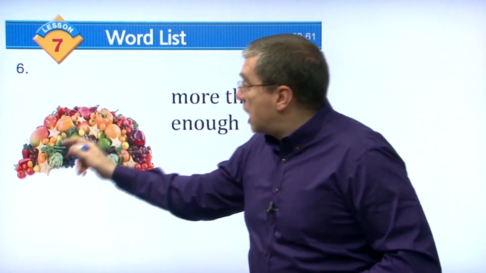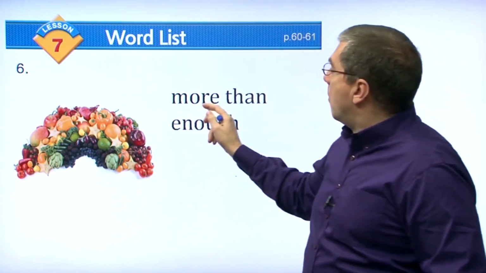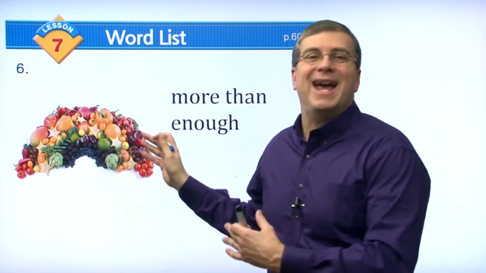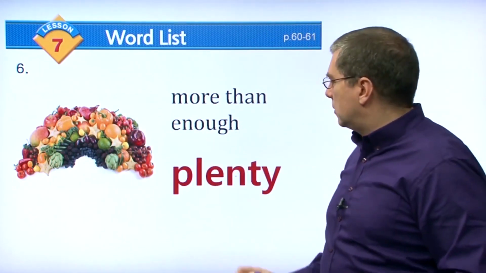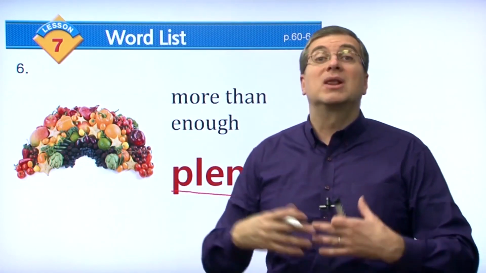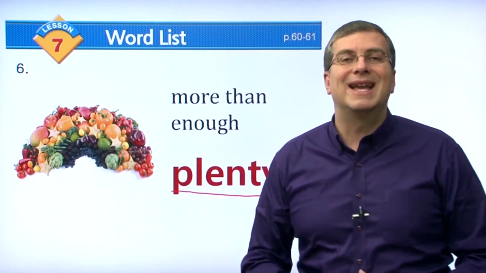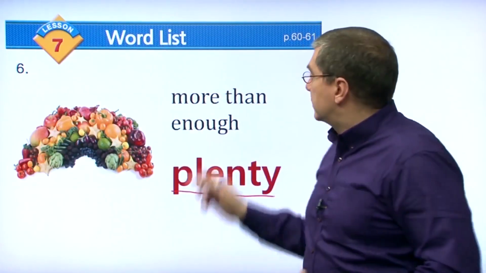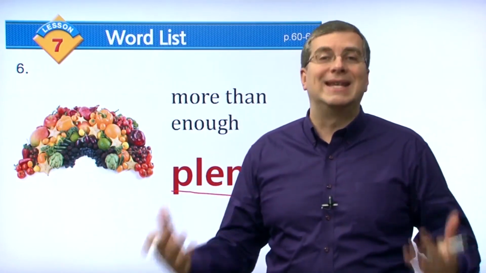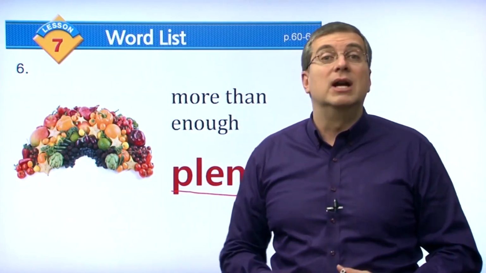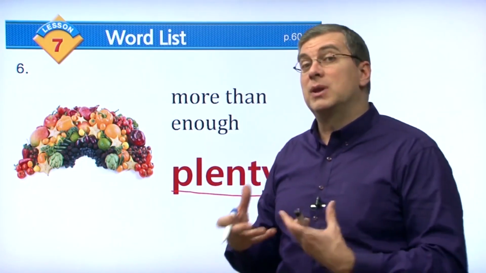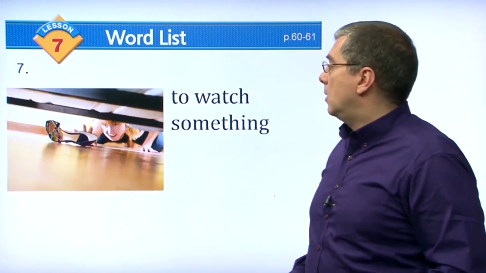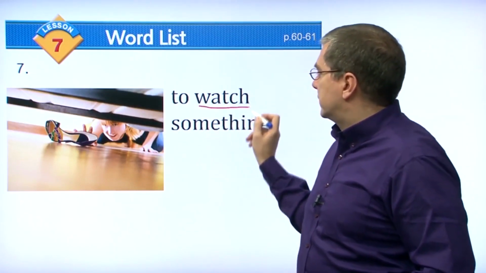So here we have a lot of fruit, right? More than enough. There's enough food to make us full, but there's more than enough. We can't eat all of this food. So we have plenty. We have plenty of food. We have plenty of fruit. We have plenty of wood. We have plenty of air, right? So we have more than enough. We have plenty of food. Please come over. Share our lunch. I have plenty of food. I can share my lunch with you. I have plenty.